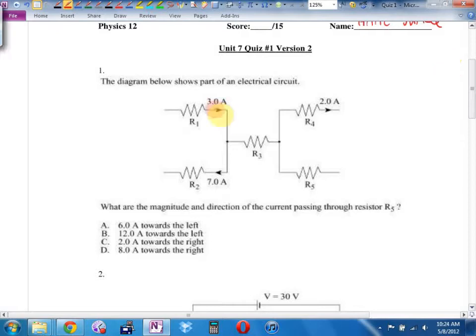I notice I have 3 amps coming in this way, and I have 7 amps coming out. How many amps must I have coming in right there if I'm going to get 7 amps coming out with 3 coming in this way? It has to be 4. So that means right here I have 4 amps leaving. How many amps do I have going this way? 2. So how many amps must be coming in if I have 4 going left and 2 going up? 6 amps, going which way? It has to be going that way.